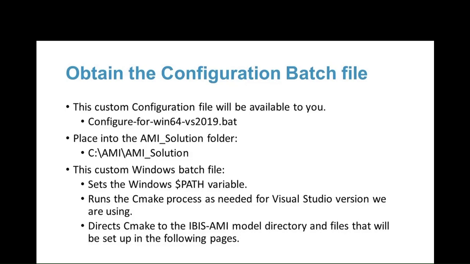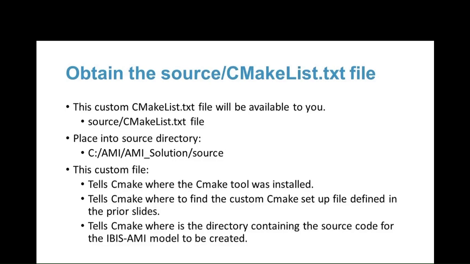And let's see. So I have another file for CMake. It's to be located under the source CMakeLists.txt. This will be made available to you. And this custom file tells CMake where the CMake tool was installed. It tells CMake where to find the custom CMake setup file defined in the prior slide. And it tells CMake where the directory containing the source code for the IBIS-AMI model to be created is.